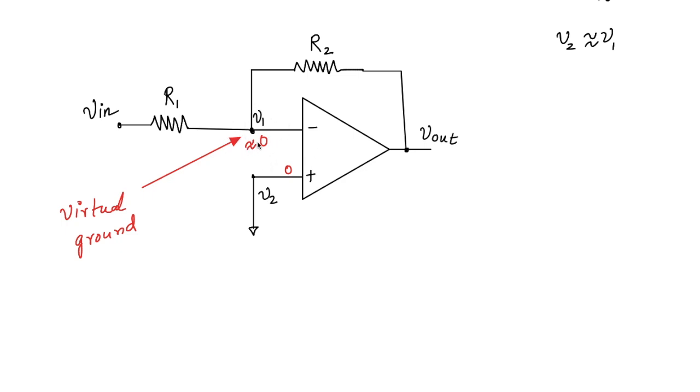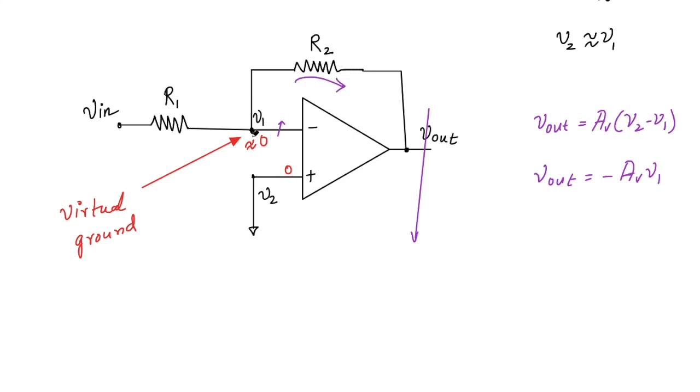Let's try to understand intuitively. This feedback resistance is not allowing this voltage V1 to deviate from 0, because if you see the equation, my V out is AV into V2 minus V1, and since V2 is 0, my V out is just minus AV into V1. Because the gain is so high, even if V1 slightly increases to a positive value, V out is going to change largely in the negative side, and through this resistance it will try to pull it back.